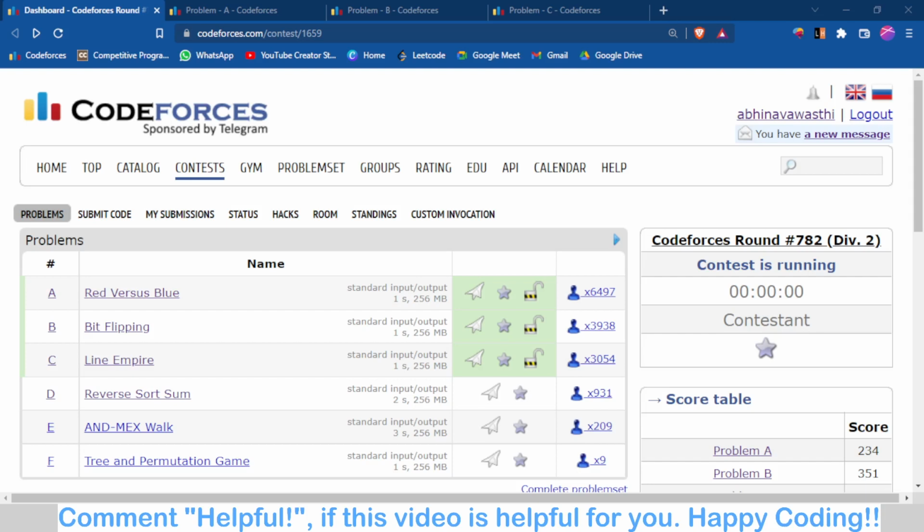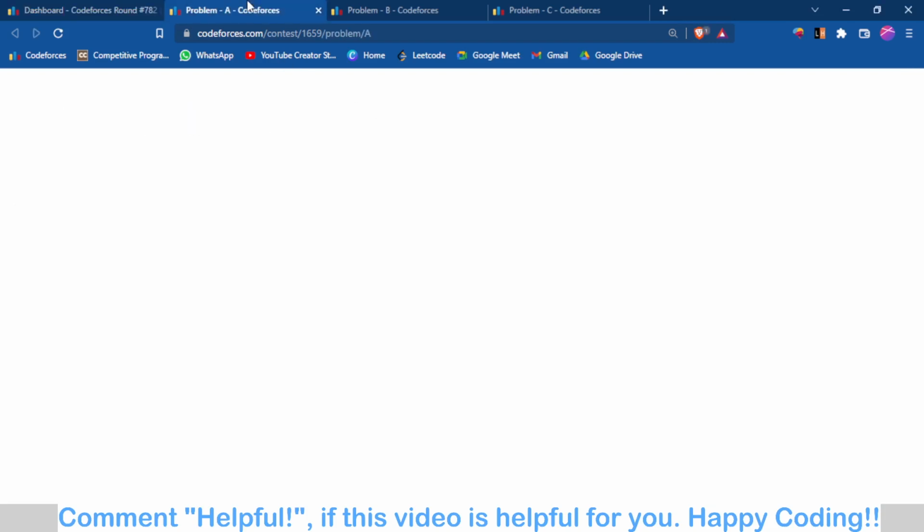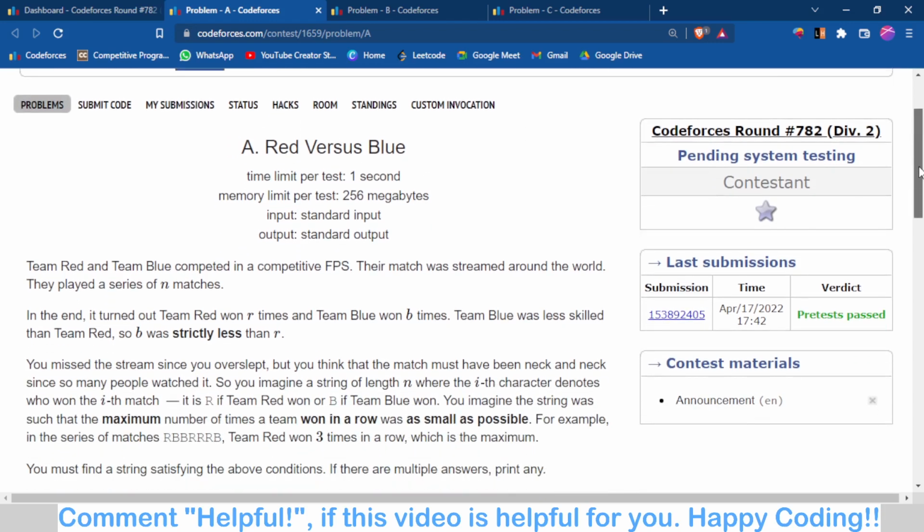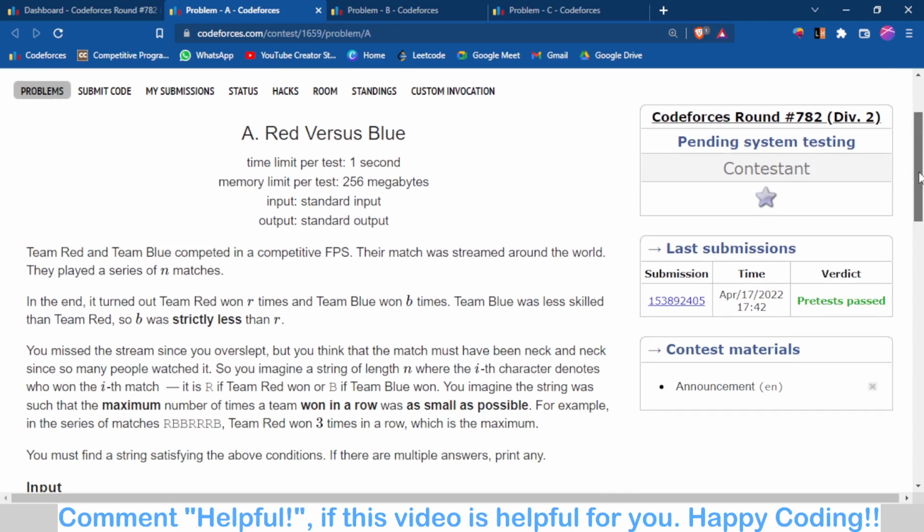Now we can move towards the editorials of A, B, C. So problem number A. Problem number A is a good one, as I told. It is based on observations.